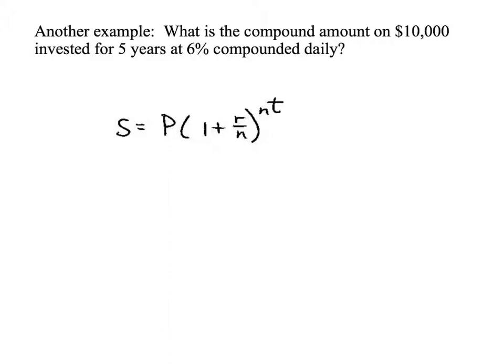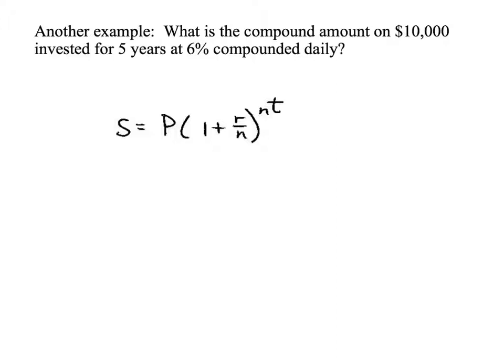Here's another example using different numbers. What is the compound amount on $10,000 invested for 5 years at 6% compounded daily? You may want to pause this, do the problem yourself, and then turn it back on again and see me do it.